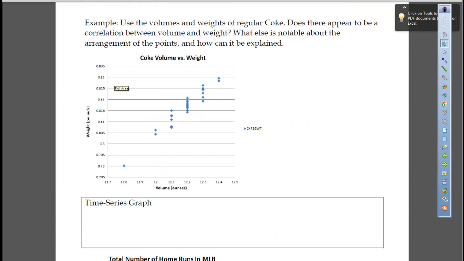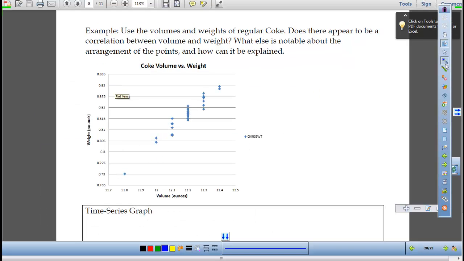All right, use the volumes and weights of regular Coke. Does there appear to be a correlation between volume and weight? What else is notable about the arrangement of the points, and how can it be explained? So here we have a scatter plot. When we look at this scatter plot, do we think that there is a relationship between volume and weight? Yes, there's certainly a relationship between volume and weight. It looks like it might be a linear relationship, approximately. And we can say as volume increases, so does weight.